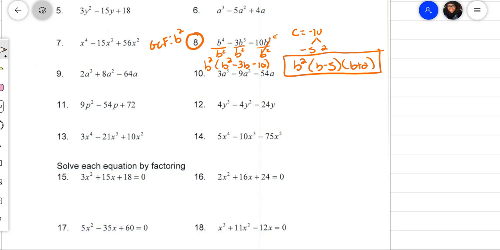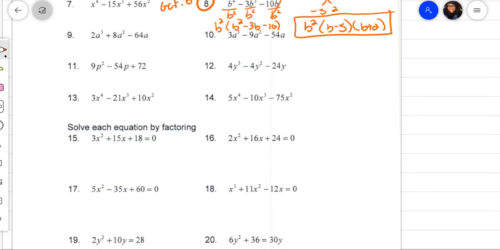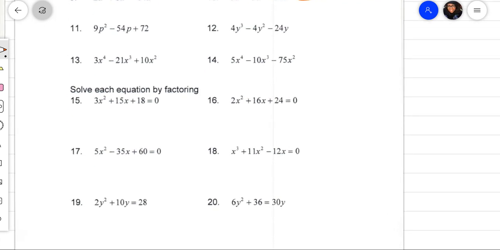All right, so let's go to the bottom of the page and look at 1 and 2 of the solving, because again, this is our ultimate goal, the solving. We'll look at number 15 and we'll look at number 18, and that'll be it for this page.